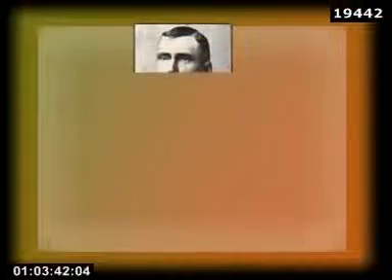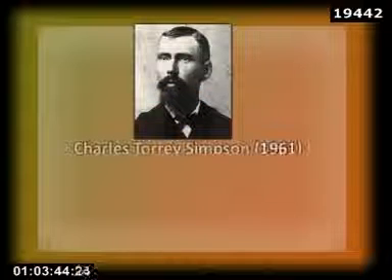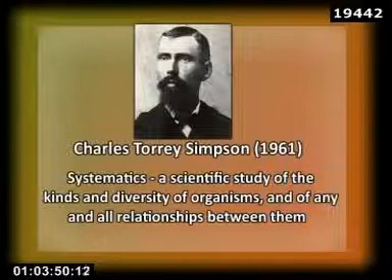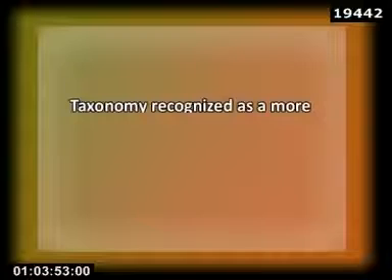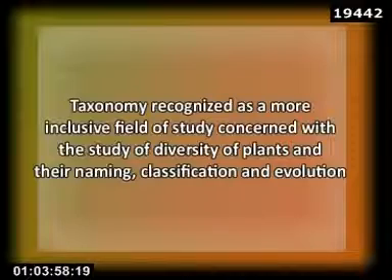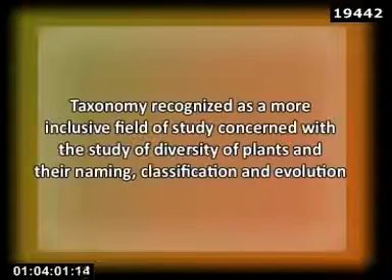Simpson in 1961 defined systematics as a scientific study of the kinds and diversity of organisms and of any and all relationships between them. It was recognized as a more inclusive field of study concerned with the diversity of plants and their naming, classification and evolution. A good number of authors still consider taxonomy to be the more inclusive one. This led recent authors to prefer the term systematics to include discussions about all the recent developments in their works.